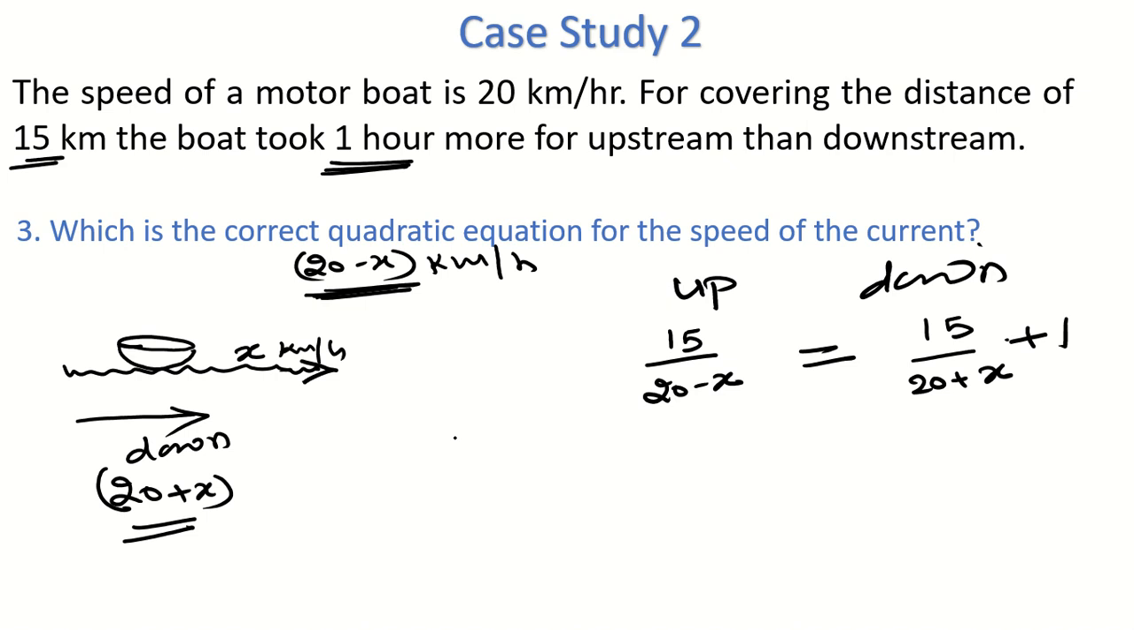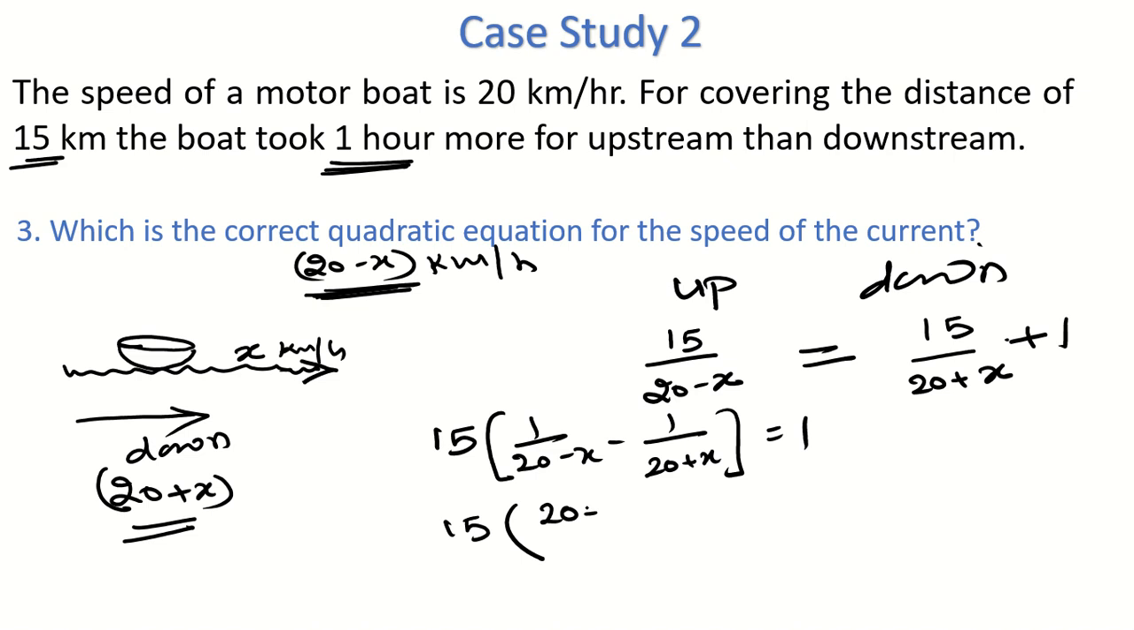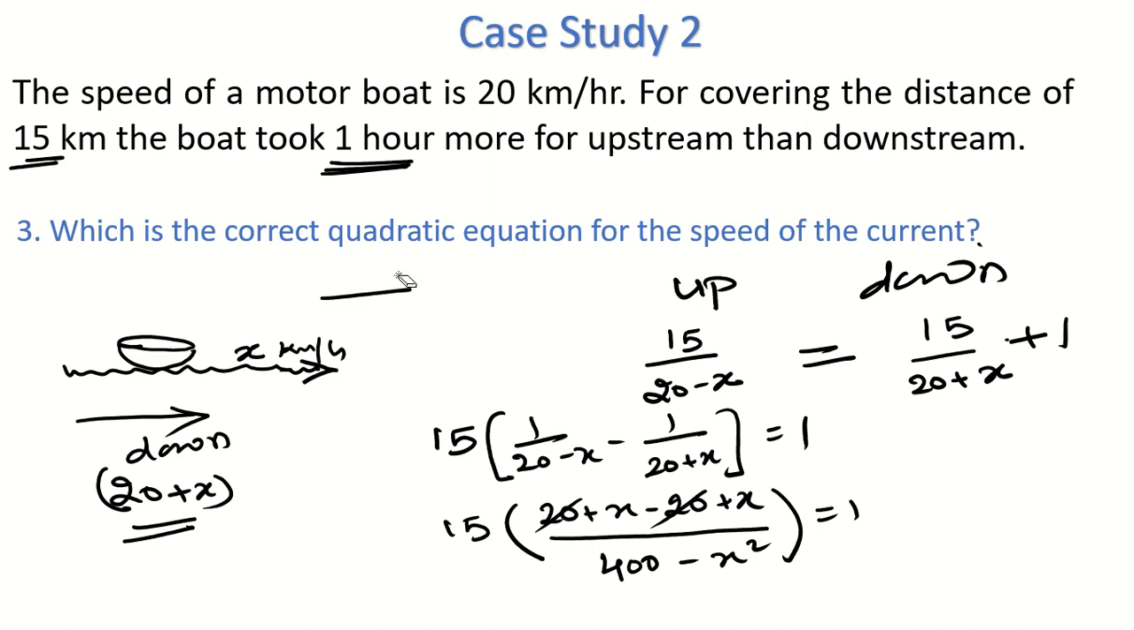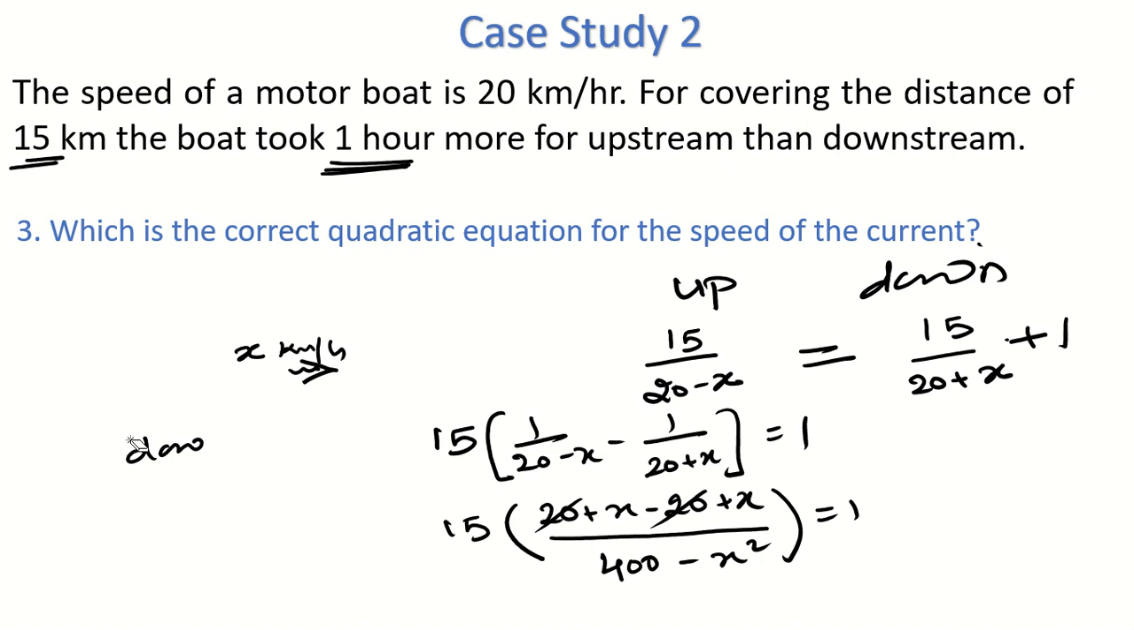Now we have to make the quadratic equation from this. So 15 will be taken common after shifting this term to LHS. 1 over 20 minus x minus 1 over 20 plus x is equal to 1. So 15 times, I am taking LCM, 20 plus x minus 20 minus x, because of the negative sign all signs will be changed, and a plus b times a minus b, it will be a square minus b square. I am sure you are well aware of these calculations. Now this 20 will be cancelled out, and what we will get here, I don't think that it will be required anymore, so I am deleting this.